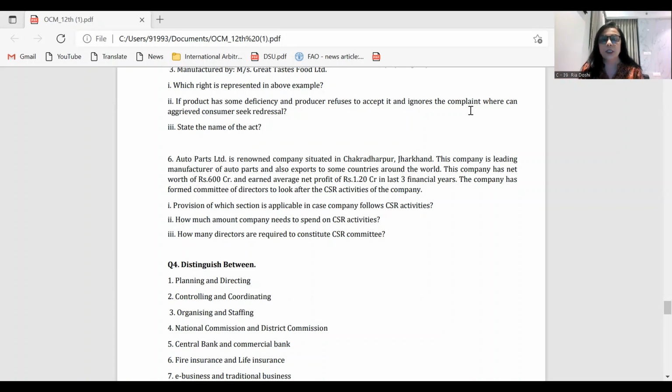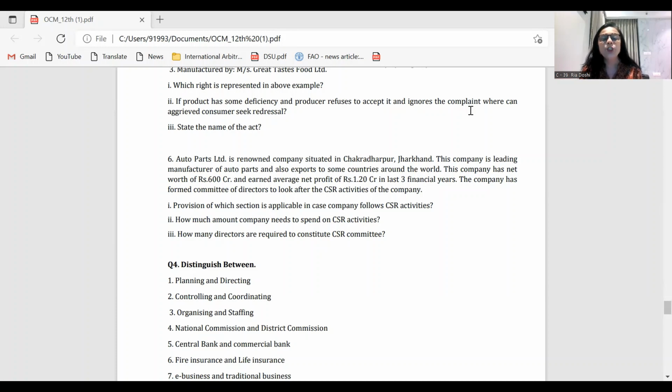Let us see what the questions are. Provision of which section? Okay. I'll tell you the page number where this will appear in your textbook. If you'll see, it's on page number 125. CSR is being covered there. You will see here that section number 135 under the Companies Act 2019 is discussing the corporate social responsibility activities. All right. So that's the section number.